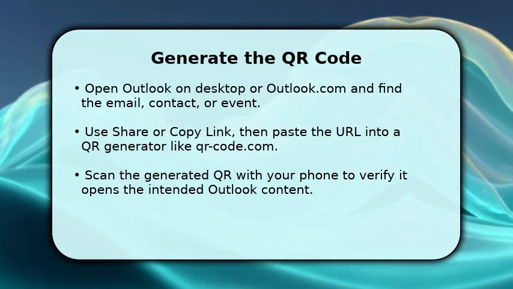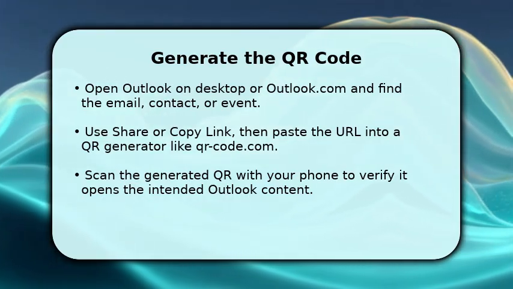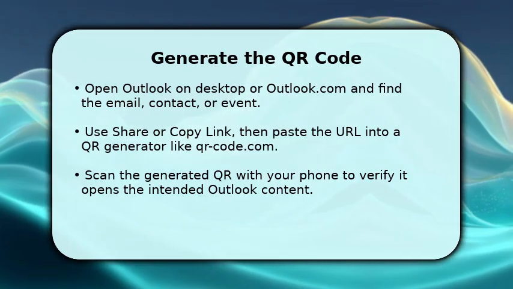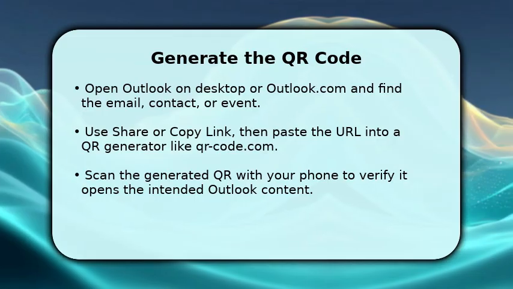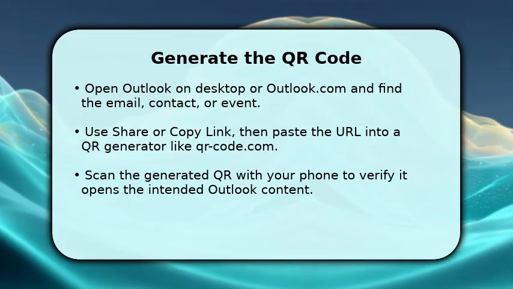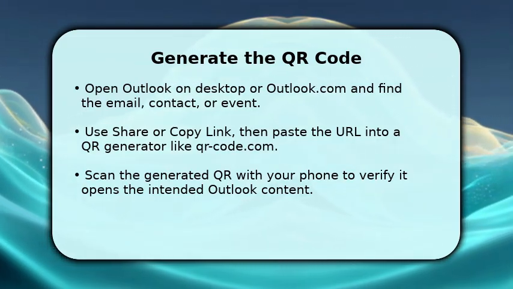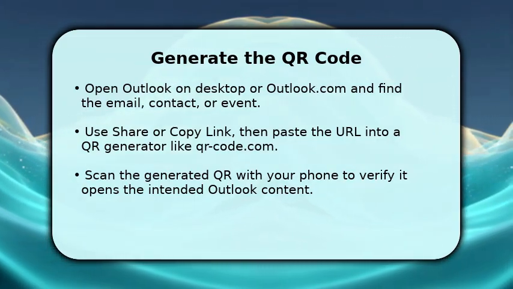Otherwise, open a trusted QR generator website or app. Paste the copied link into the generator's URL field and set size to 300 by 300 pixels. Create the QR, then download the PNG file to your device for testing and sharing.